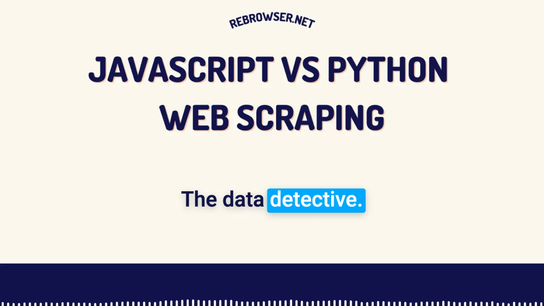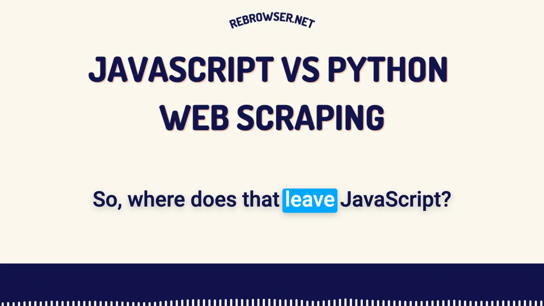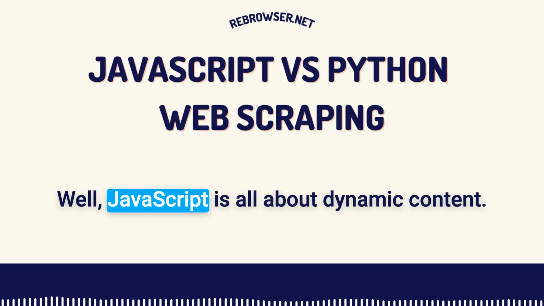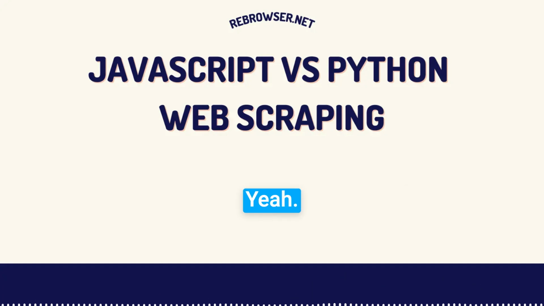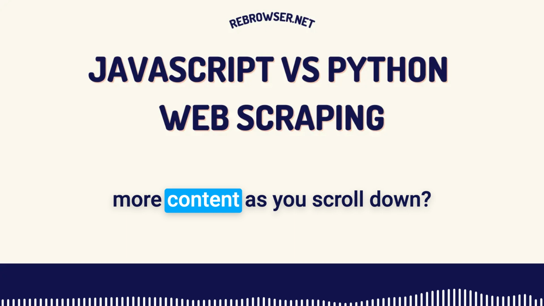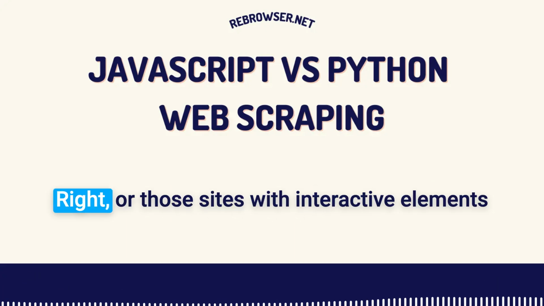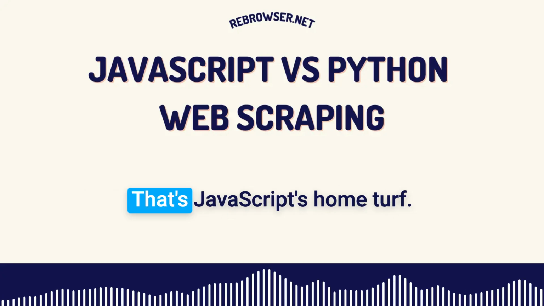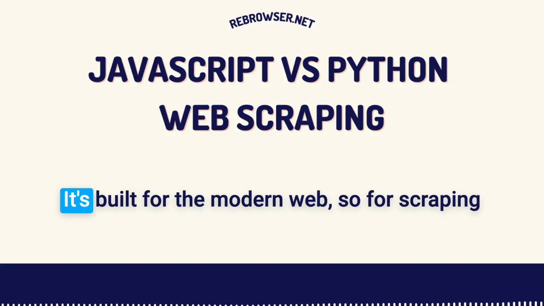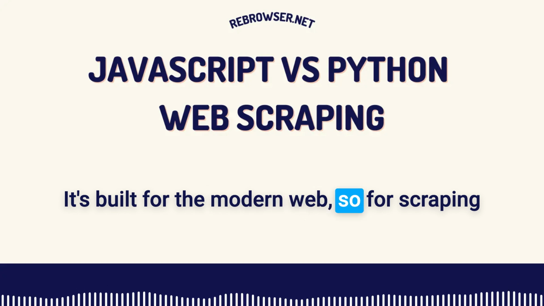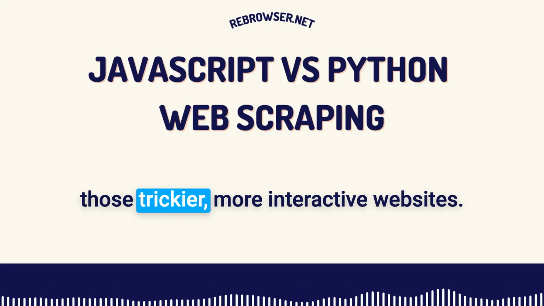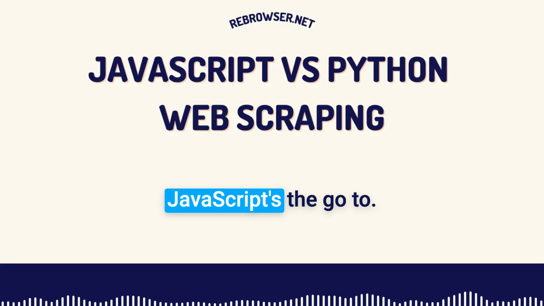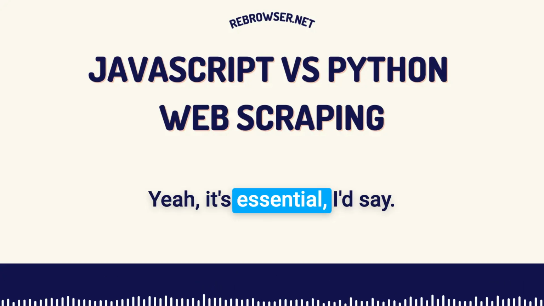Python, the data detective. So where does that leave JavaScript? Well, JavaScript is all about dynamic content. You know those websites that load more content as you scroll down? Oh, yeah, all of them. Right? Or those sites with interactive elements that change based on what you do. That's JavaScript's home turf. It's built for the modern web. So for scraping those trickier, more interactive websites, JavaScript's the go-to. Yeah, it's essential, I'd say.